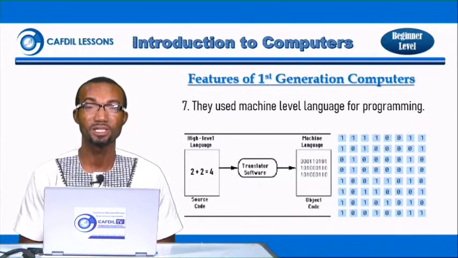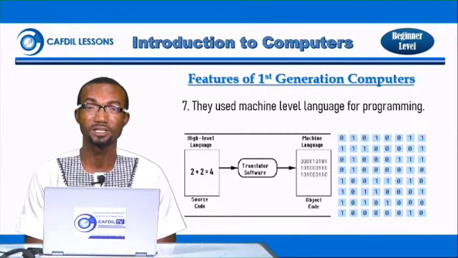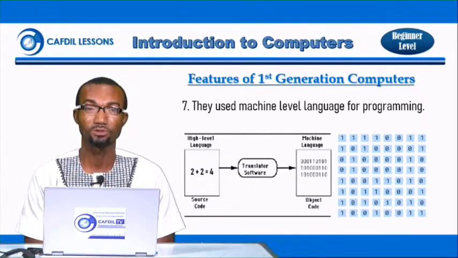Seven, they used machine level language for programming. Normally, if you look on your screen, you can see 2 plus 2 is equal to 4.